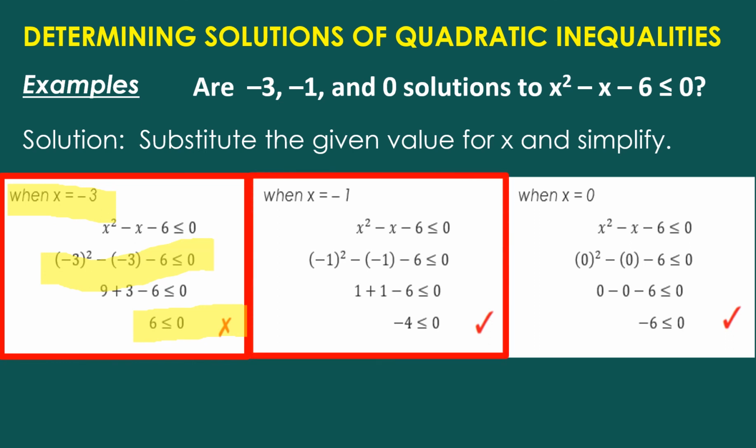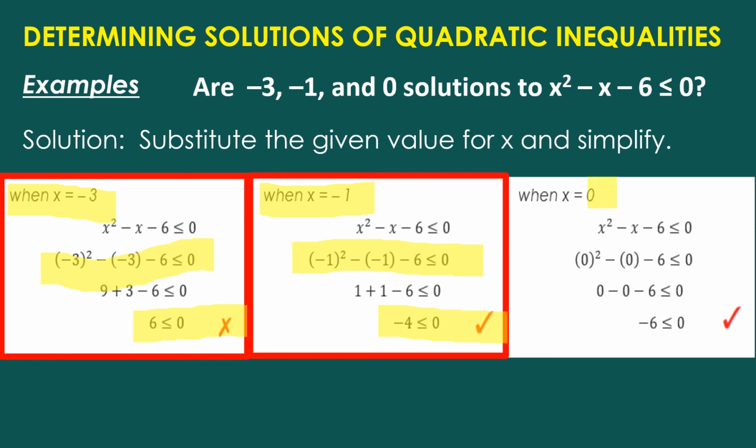Next, how about if x is negative 1? That means I will have negative 1 squared minus negative 1 minus 6 is less than or equal to 0. 1 plus 1 minus 6 is less than or equal to 0. Negative 4 is less than or equal to 0, which is a true statement.